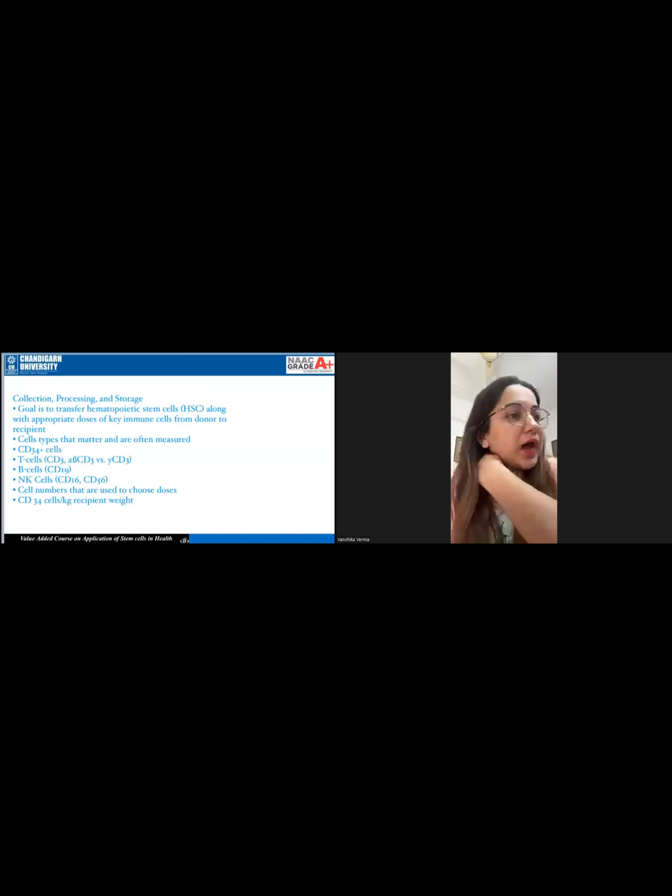So if, for example, I am a donor, I need to donate these stem cells to the person who has leukemia, who has a cancer, who doesn't have a properly working immune system, and their cells are damaged. So what will be the whole criteria? These are the cells which will be involved. Cell types that matter are often measured: CD34 plus cells, T cells, B cells, and NK cells. So these cells are to be transferred from donor to the recipient.